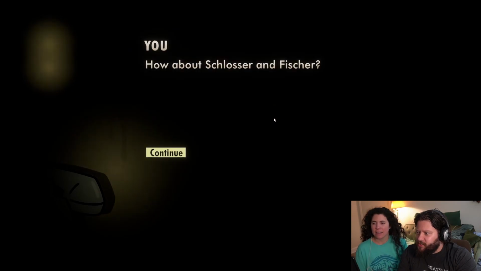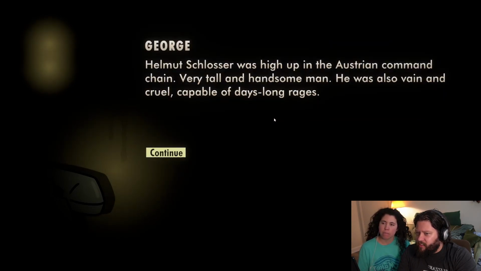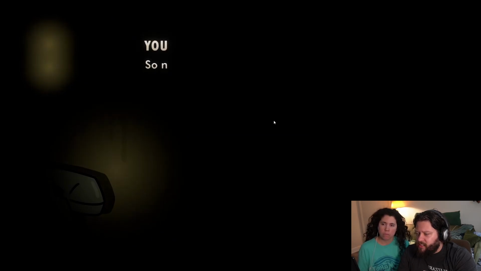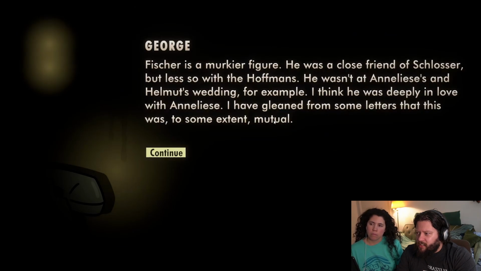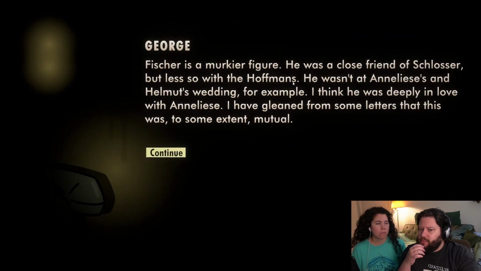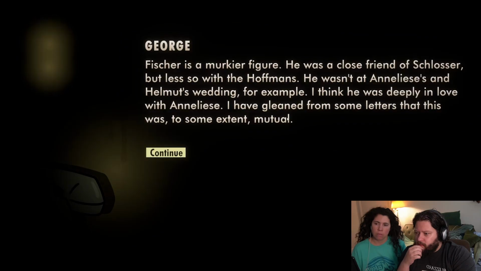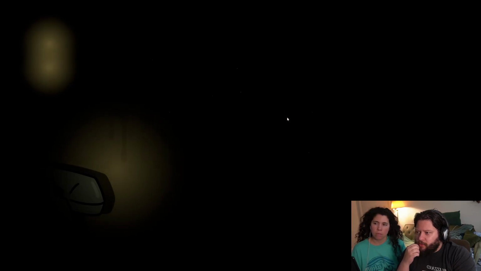What can you tell me about Schlosser and Fisher? Very high up in Austrian command, tall and handsome, vain and cruel, capable of days-long rages. There are stories in the archives of him beating up his servants, kicking dogs. Endeared him to high military command. Fisher, he was a murkier figure. Close friend of Schlosser, less so with the Hoffmans. He wasn't at Annalise's and Helmut's wedding. So I think he was deeply in love with Annalise. And it was to some extent mutual.